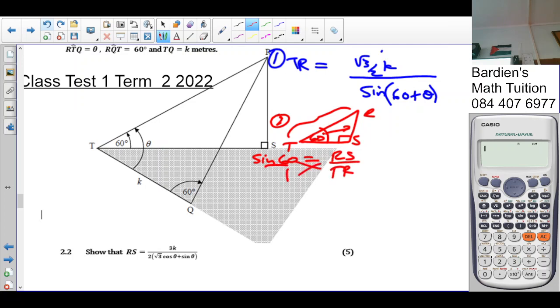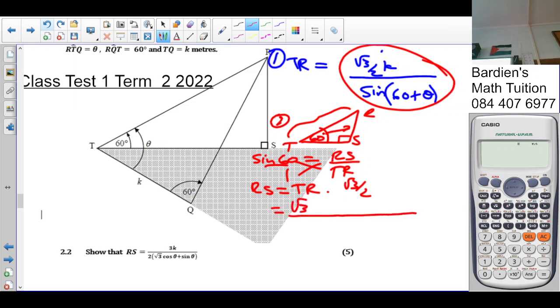So I'm going to cross multiply. So RS is equal to TR sine of 60, which is again root 3 over 2. But TR is equal to that there. So there you can say that's root 3 over 2. That is that there. But TR, it's going to be root 3 over 2. That is that part.